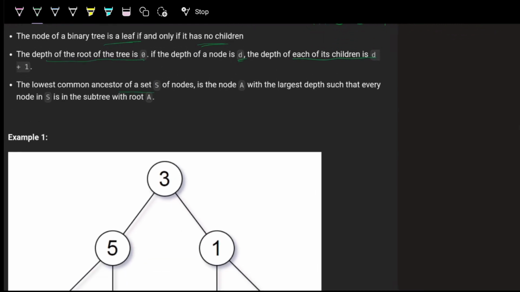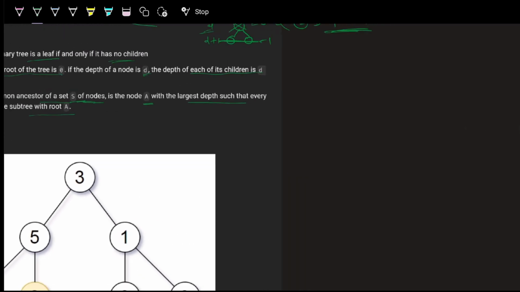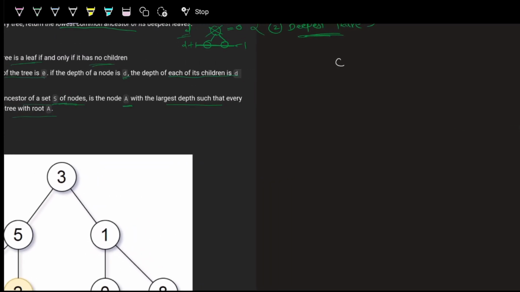The lowest common ancestor of a set S of nodes is the node A with the largest depth, such that every node in S is in the subtree rooted at A. What does it mean? For example, if you have a tree like this, and if I am supposed to find the lowest common ancestor for this node and this node, you see the lowest common ancestor would be this node only. Why? Because from here only I can reach here, from here only I can reach here. There is no common intermediary parent for both nodes because both belong to separate subtrees basically.